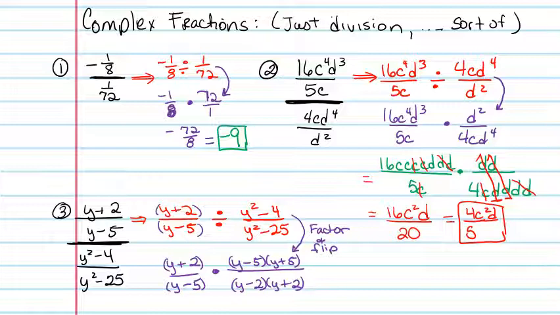All right. Now I'm going to cancel out my common factors. I have a y plus 2 and a y plus 2. That makes a 1. And then I have a y minus 5 over y minus 5, and that makes a 1. All right, and so then my final answer is going to be y plus 5 on the top and y minus 2 on the bottom.